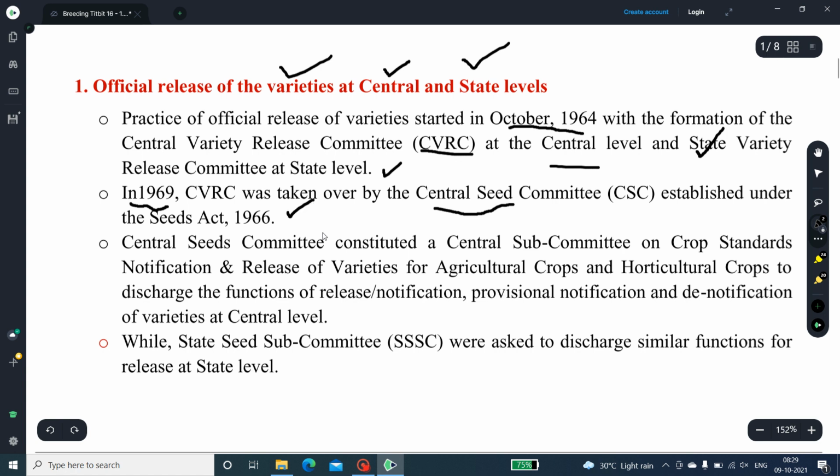The Central Seed Committee constituted a central subcommittee on crop standards, notification and release of varieties for agricultural crops as well as horticultural crops to discharge the functions of release and notification, provisional notification, and denotification of varieties at central level. While the state seed subcommittees were asked to discharge similar functions for the release of varieties at state level.